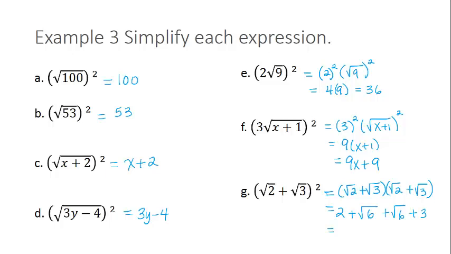Combining like terms, the 2 plus 3 is 5. Square root of 6 plus square root of 6, those are the like terms, so remember we have 1 and 1, so 1 and 1 is 2 on the square root of 6. So that simplifies to just 5 plus 2 square root of 6.